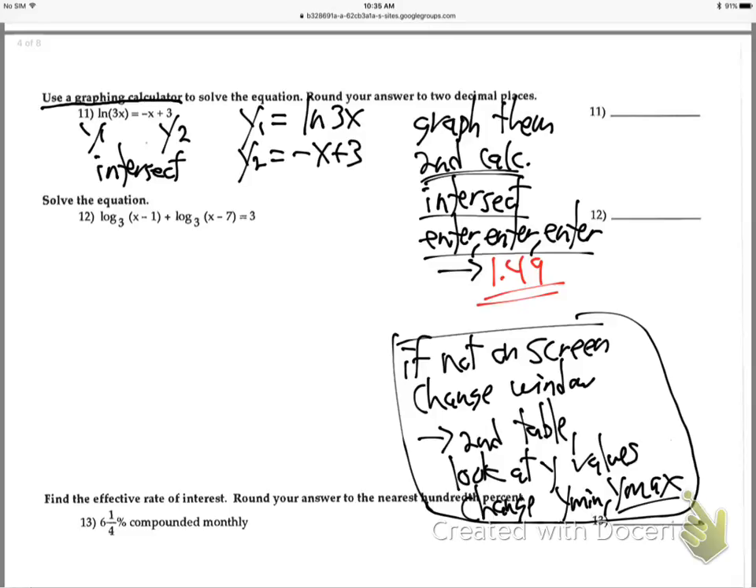All right. Let's do number 12. So grab me after. If you're having trouble with your graphing calculator, just take 10 seconds afterwards. Be glad to help you. Just stay after and grab me.